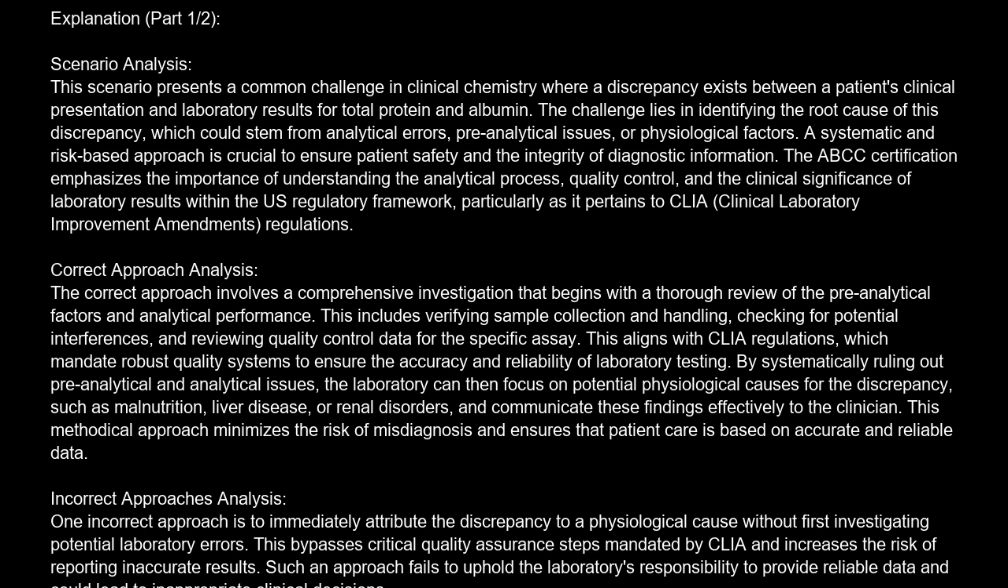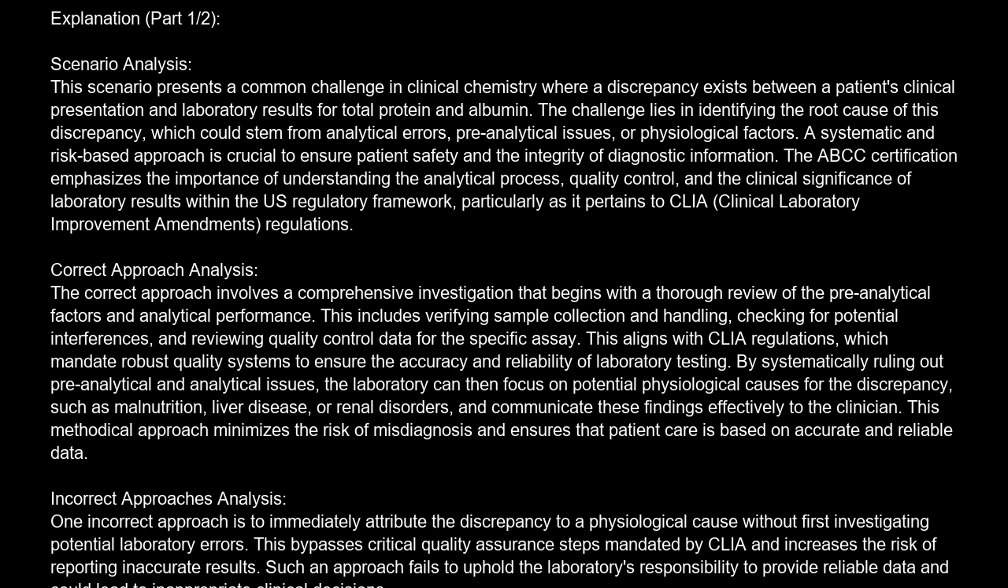This aligns with CLIA regulations, which mandate robust quality systems to ensure the accuracy and reliability of laboratory testing. By systematically ruling out pre-analytical and analytical issues, the laboratory can then focus on potential physiological causes for the discrepancy, such as malnutrition, liver disease, or renal disorders, and communicate these findings effectively to the clinician. This methodical approach minimizes the risk of misdiagnosis and ensures that patient care is based on accurate and reliable data.